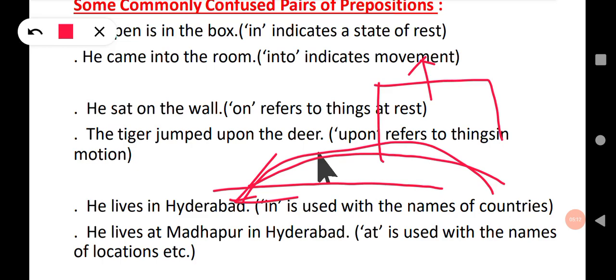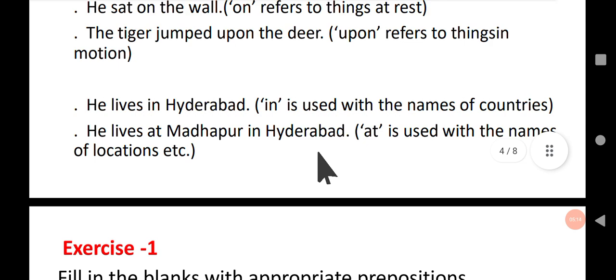Next one. He lives in Hyderabad. He lives at Madhapur in Hyderabad. Many people use these prepositions in a wrong way.